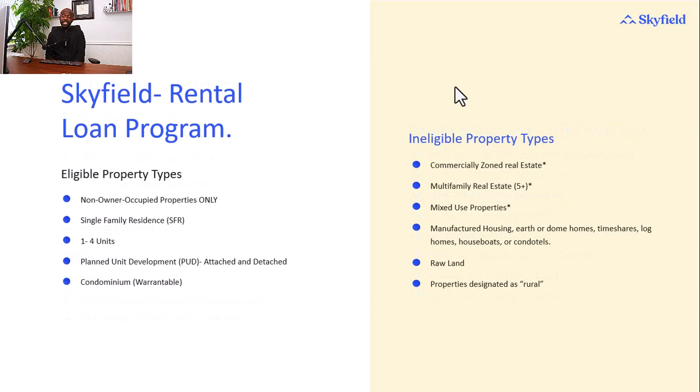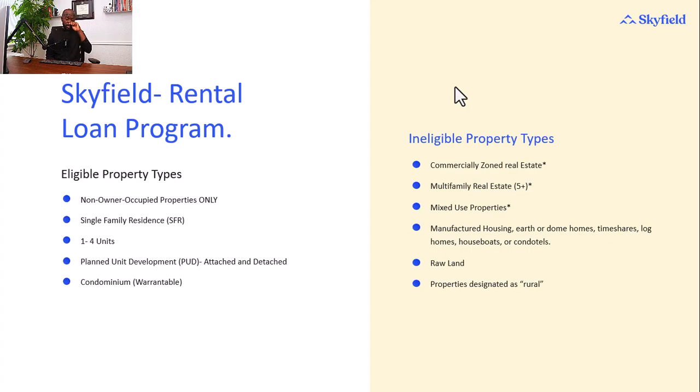Let's go into a little more details about the eligible property types. So in terms of the eligible property types, it's going to be non-owner occupied properties only, meaning if you're going to live in the property, this program isn't going to work. This program is a non-owner occupied business loan type of program. Single family residencies qualify for this program. 1 to 4 units, as mentioned earlier, also qualify for this program. PUDs, planned unit development, attached or detached PUDs qualify for this program. And then condos also qualify for this program.